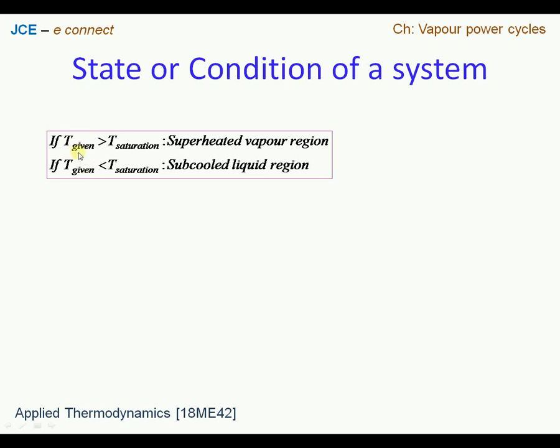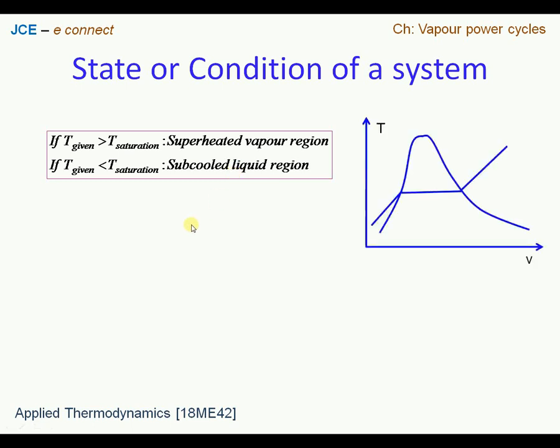To know that, we apply the following guidelines. If the given temperature is greater than the saturation temperature, please recall that saturation temperature corresponds to the boiling point of the working fluid, then that region will be the superheated region. If the given temperature is less than the saturation temperature, then that particular region will be the subcooled liquid region.